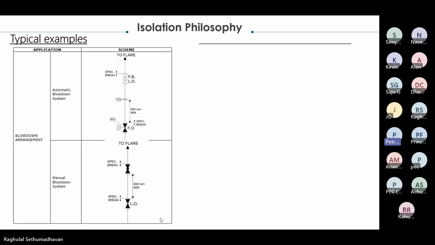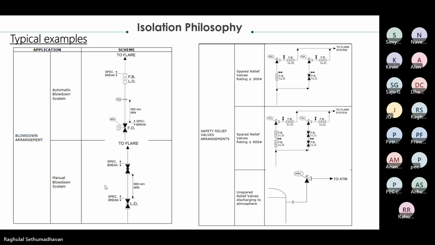A typical example is for a blowdown arrangement. So for this blowdown system, whether it is manual or automatic, can you see here two spec breaks? Right? Why is it required? Have any idea? Two spec breaks are there.